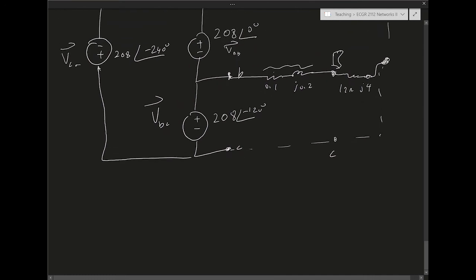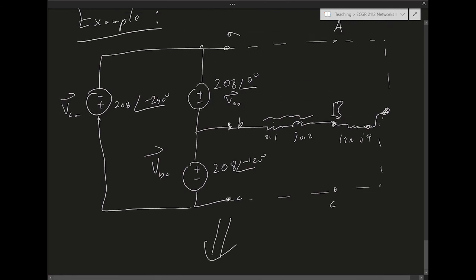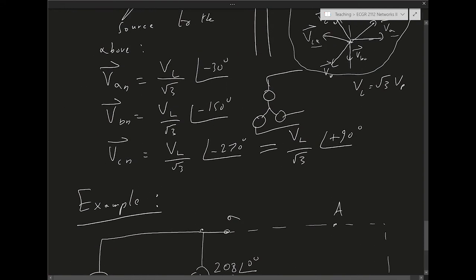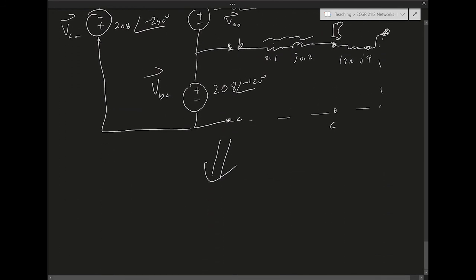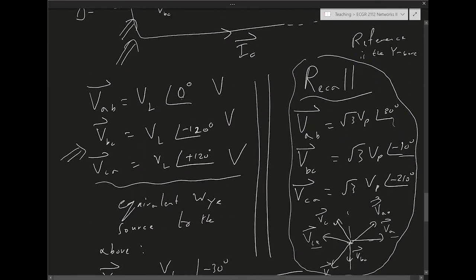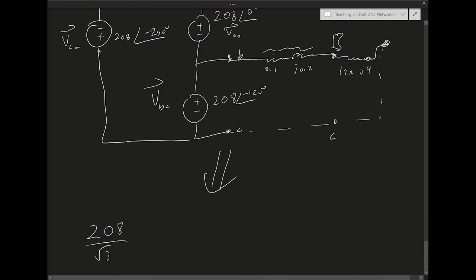Right? So we said we can convert this to Y. We can convert the delta to Y. So we can take VAB and convert it to Y. How do we convert to Y? Well, we divide by square root of 3. We take the line-to-line voltage and we divide it by square root of 3. So I have a source that's 208 over square root of 3. And then what's the next step? It's minus 30 degrees. Because the reference here, VAB, is 0 degrees. So it's going to be 30 degrees behind. So this is going to be minus 30 degrees.